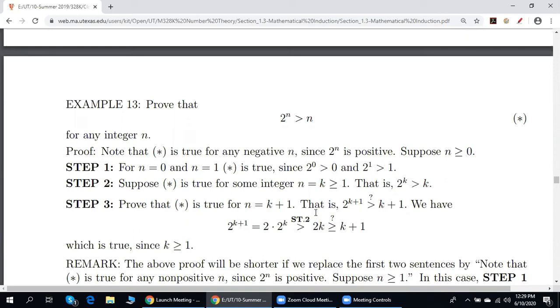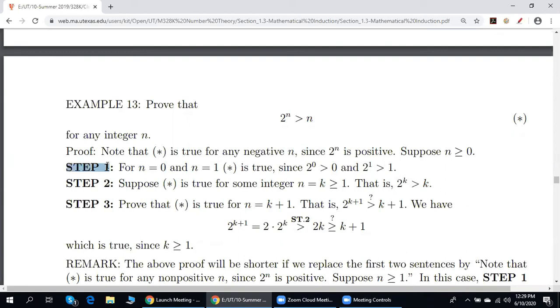Because if you subtract k from the left-hand side and from the right-hand side, on the left-hand side, you will get k. On the right-hand side, you will get 1. You will get this. Is k greater or equal to 1? Yes, it's written over here. This is why in step 1, we need n is equal to 0 and n is equal to 1.